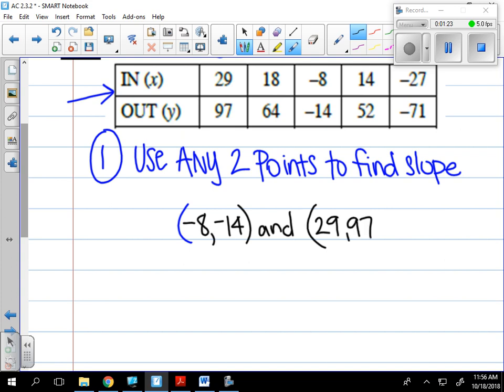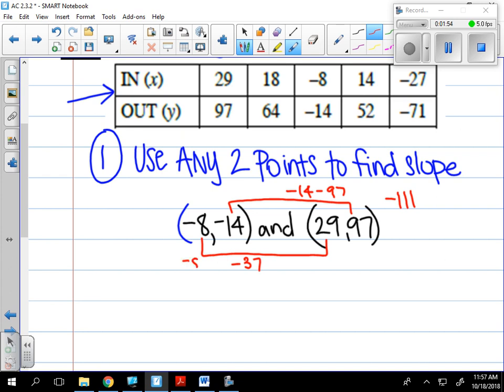29.97. Okay, so slope is rise over run. So you got to connect your y's, which are the second numbers, and your x's, which are the first. And because these are big numbers, I'm going to use my calculator. So in my calculator, I'm doing -14 minus 97. And I get -111. So that's my rise. The next one is -8 minus 29, -37. And so that's my run.